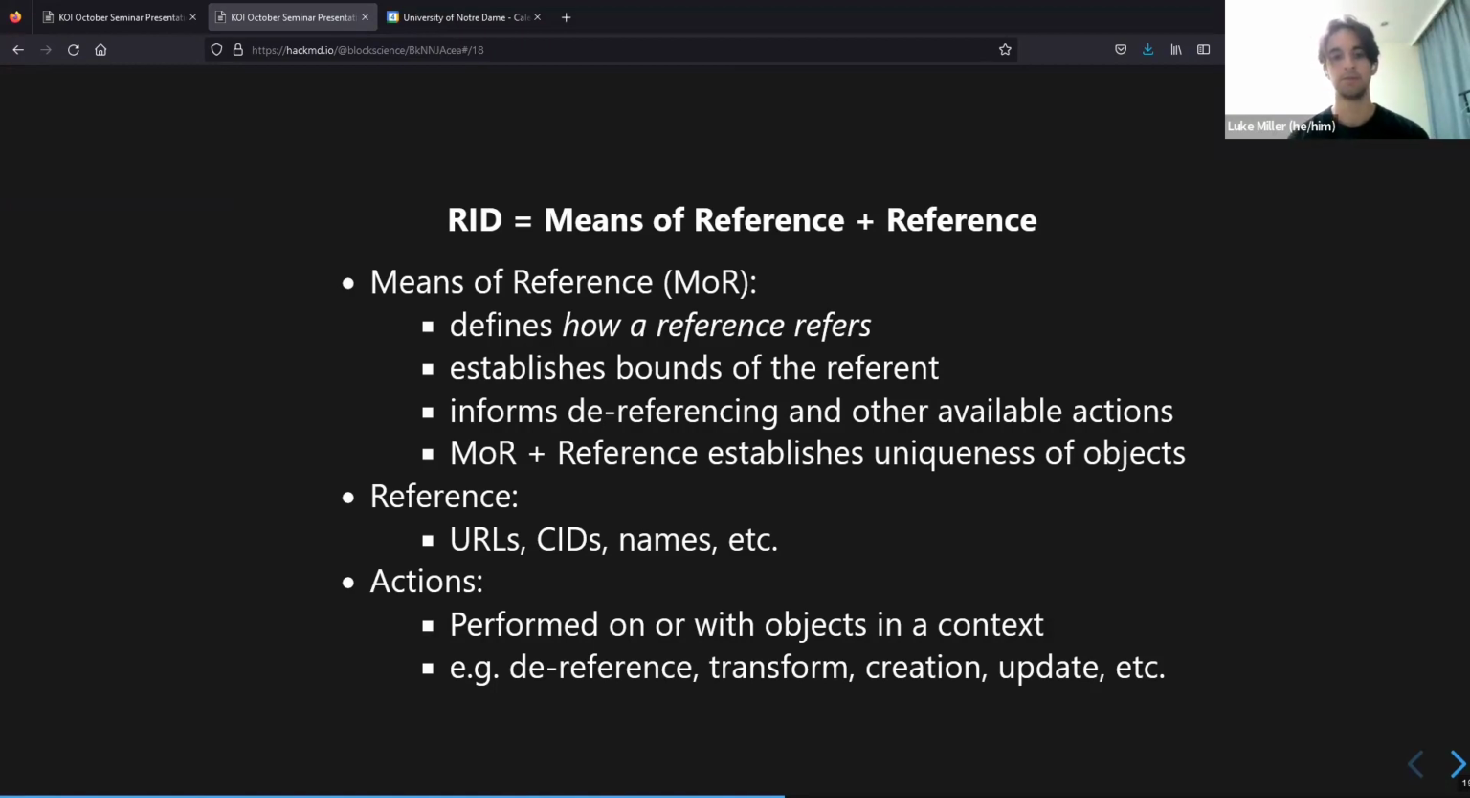And so we have this very broad definition of something being performed on or with the objects under a certain context. A couple of examples we have here are dereferencing, which is grabbing the data of the thing we're actually pointing to. Transforming, which is changing one RID into another, so maybe taking the reference and then applying some transformation to it, so it now creates a new RID under a different means. And then direct operations on an object itself, like creation or updating the data that's being stored.